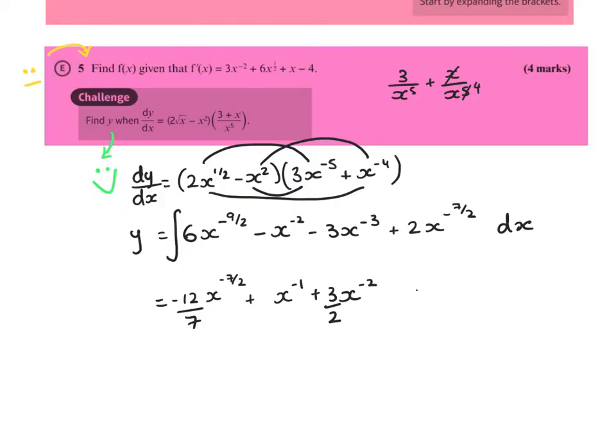Increase the power by 1, negative 5 over 2. Divide by the new power, negative 4 over 5, plus C.